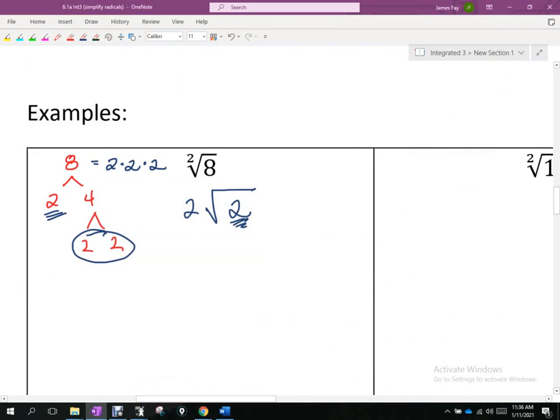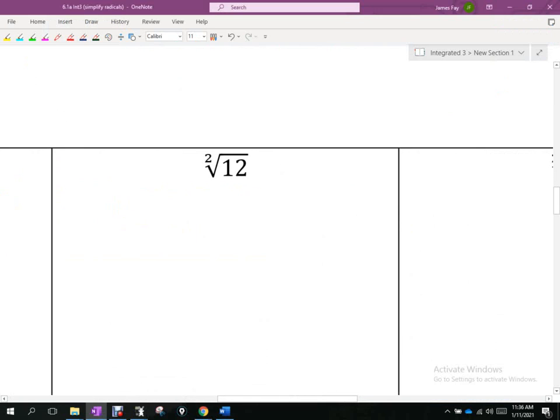Let's do one more. Number 12. What are 2 numbers that multiply together to give me 12? 2 and 6. So is 2 prime? So I stop there. What about 6? 2 and 3. 2 is already prime. What about 3? Is 3 prime? Yep. So then I'm going to circle my group of 2's. And one of those comes out in front. Now what goes in underneath the radical then? 3. So 2 radical 3 is a simplified version of radical 12.